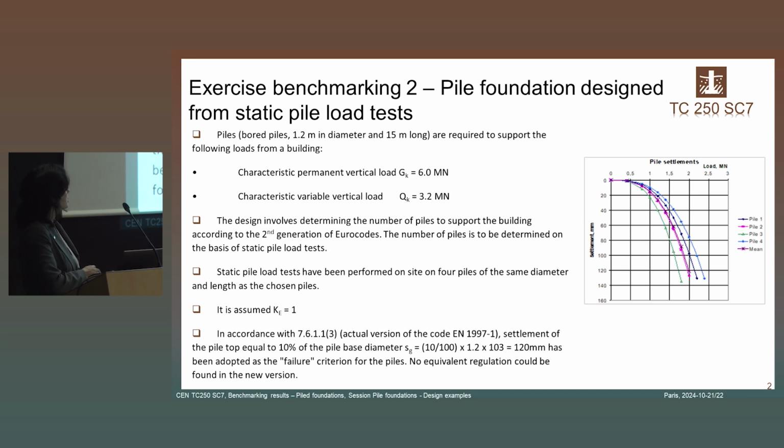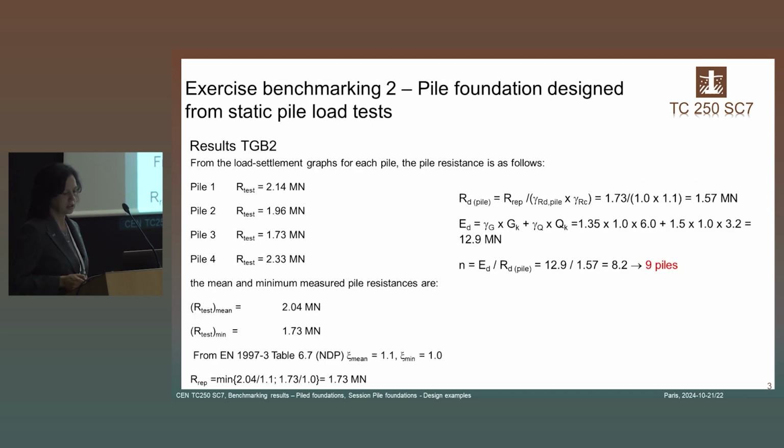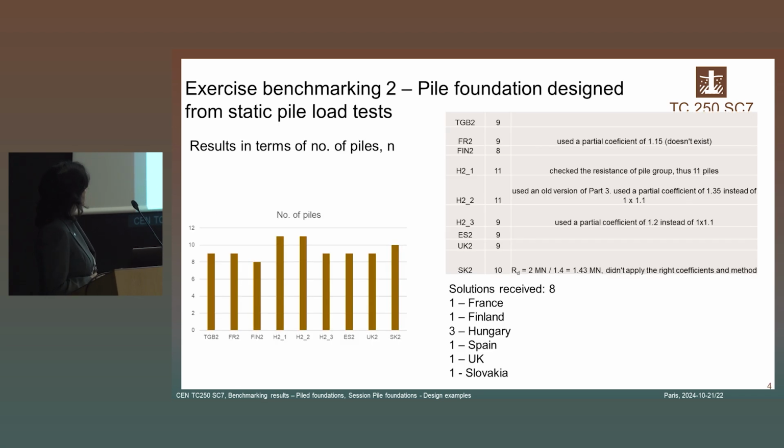You can see that it is exactly the same that Patrick presented, with the 9 piles resulting from this calculation based on static pile load test, the 4 test. So we received 8 solutions. I would make a comment saying that in general the number of the solutions received for all this benchmark exercise was very low. Those solutions came from France, Finland, 3 from Hungary, 1 from Spain, 1 UK, and 1 Slovakia.